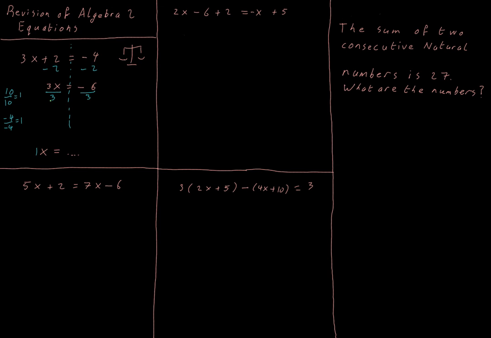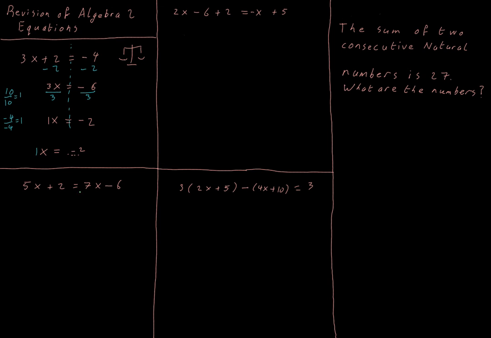So 3x divided by 3, 3 divided by 3 is 1. So I have 1x, and now I have minus 6 divided by plus 3, which is going to give me minus 2. Minus divided by plus is going to give me minus, and 6 divided by 3 is 2. So my final answer is 1x is equal to minus 2. Now let's follow this on down.